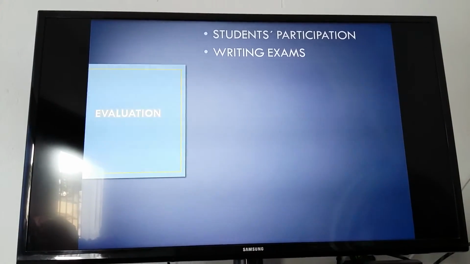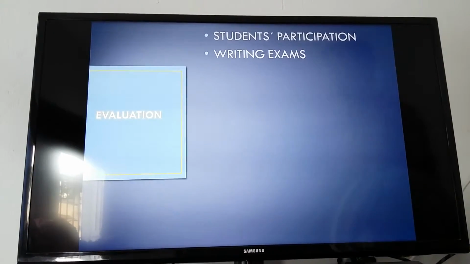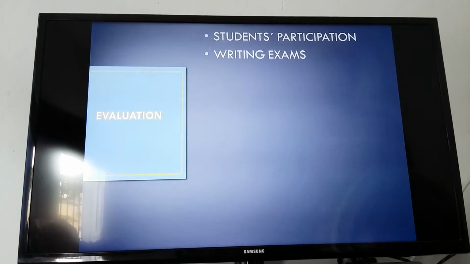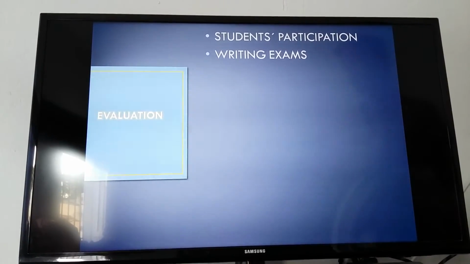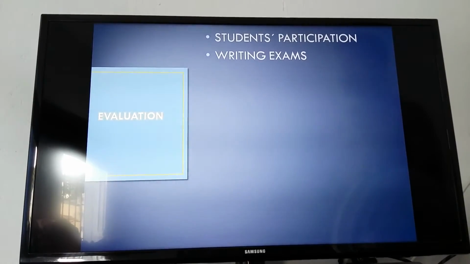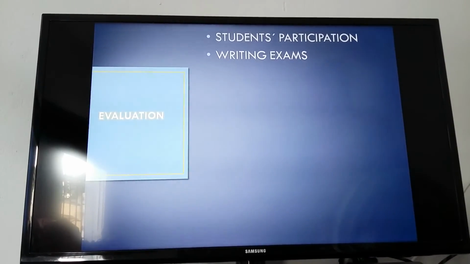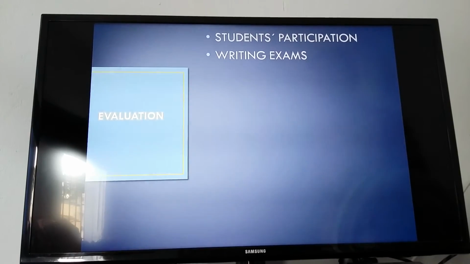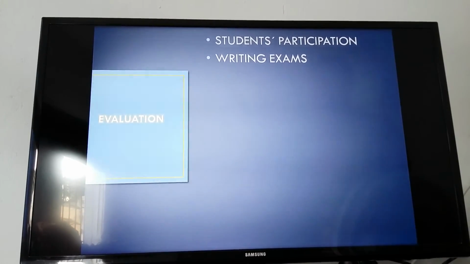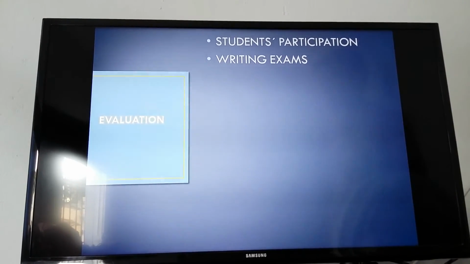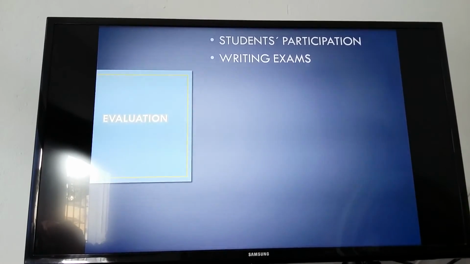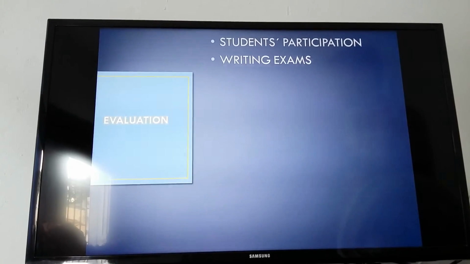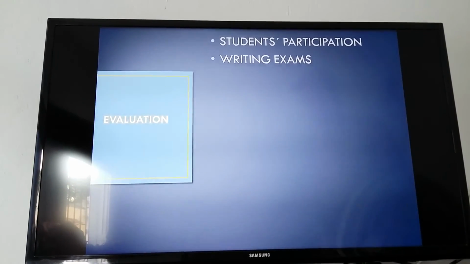Finally, to end this presentation, here is the way of evaluation that this course is going to use. The teacher can evaluate student participation and writing exams. That means most of the students have to participate in order to be evaluated by the teacher and to get good scores. And writing exams could be done individually or in pairs.